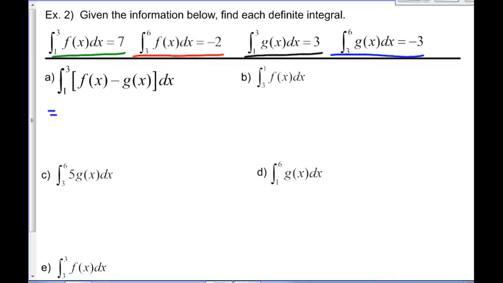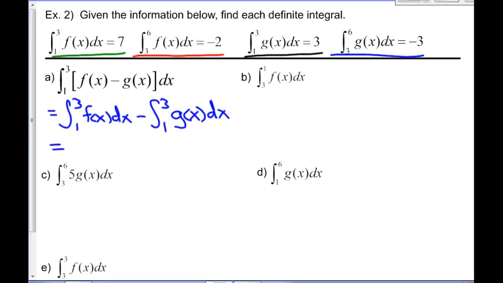We said the integral of sums is the same as the sum of integrals or differences. Well, what this means is you can split this apart. It's the integral from 1 to 3 of f minus the integral from 1 to 3 of g. And the integral from 1 to 3 of f was in green up there, minus the integral from 1 to 3 on g, that was in black. So in total it gives us 4. That's our final answer. We use some of those properties.